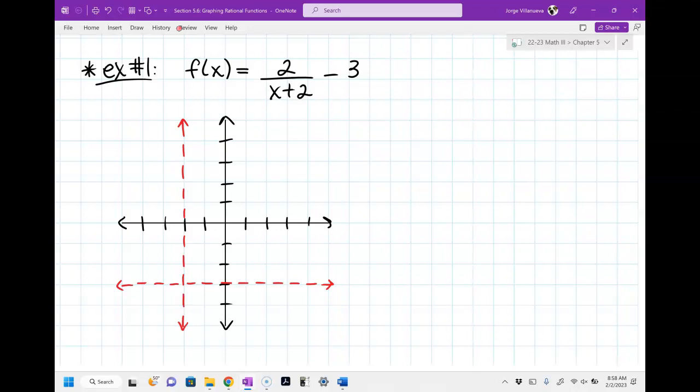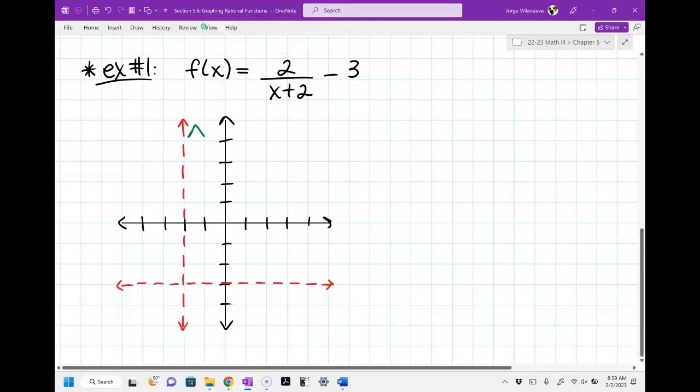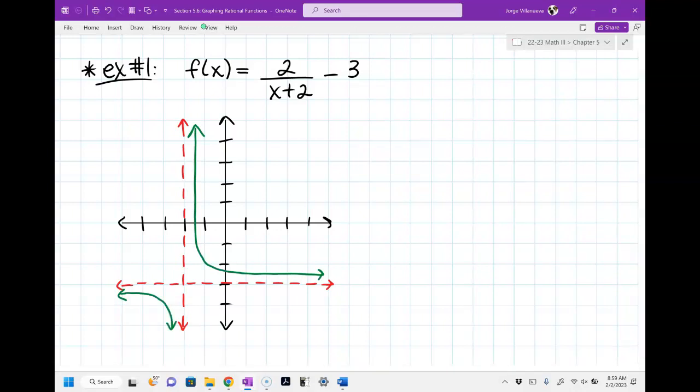Am I going to draw this graph normally or am I going to flip it? You look at your fraction in the front. Is the whole fraction positive or negative? It's positive. That means I'm going to draw it normally. Here, I'm going to draw it like this, and here, like that, and I'm done. That's my picture.